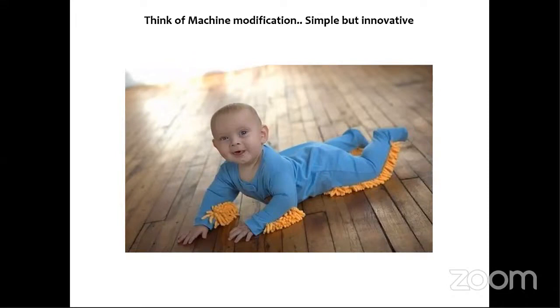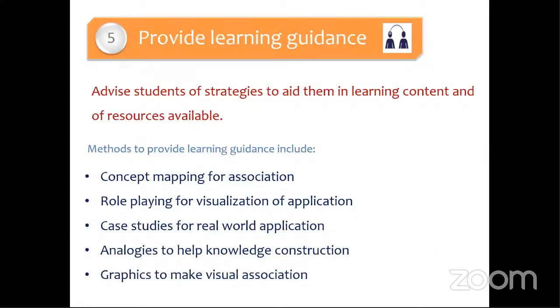Their minds should be occupied with all these things and they will start thinking, what is going on? Why are we calling it a machine? Is it really a machine? Then they will start asking questions, and then answering those questions. That is more important. The fifth one is providing learning guidance.